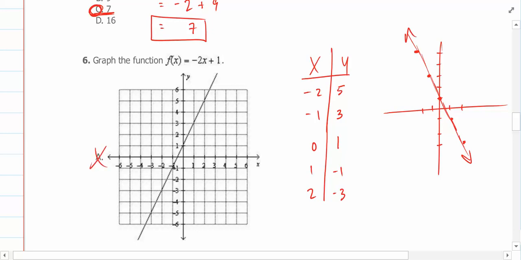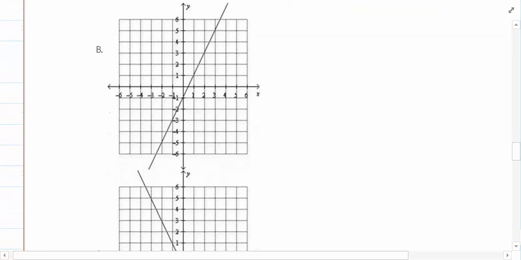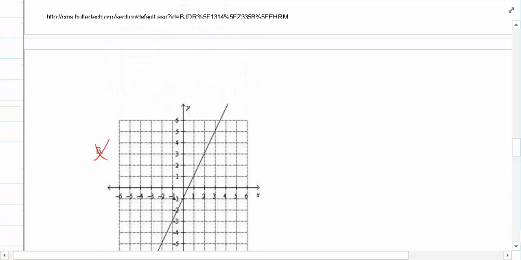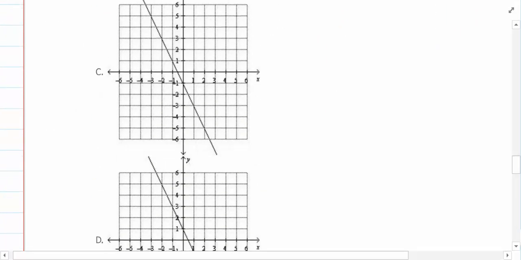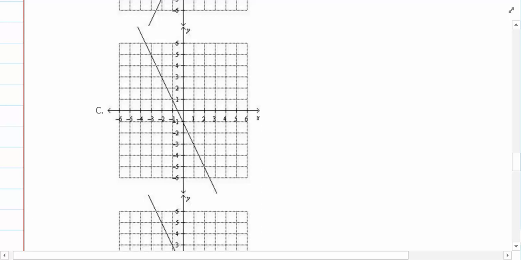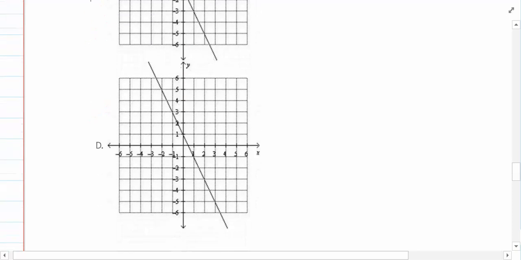That's not going to be the case for A. It's not going to be the case for B. C looks kind of close, but it doesn't look like our coordinates match. This 0 should have been here, and at 1 we should have been here at negative 1. So C doesn't work. It looks like D is our best choice. These points all align with the sample points that we created in our table. D is a good answer.